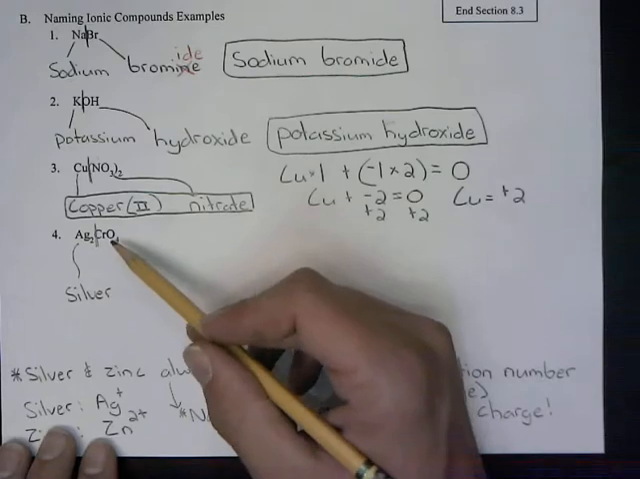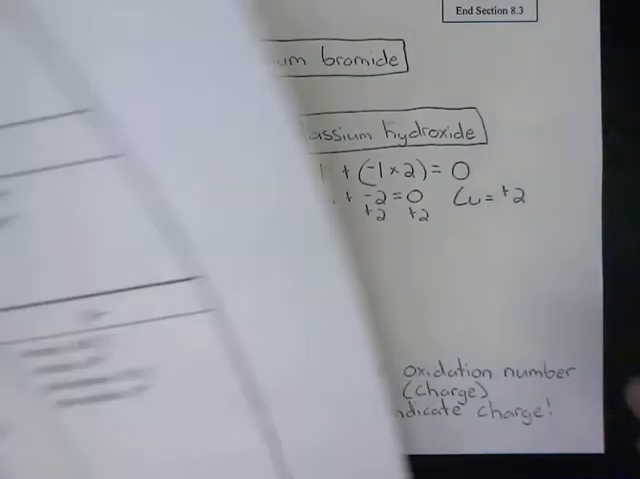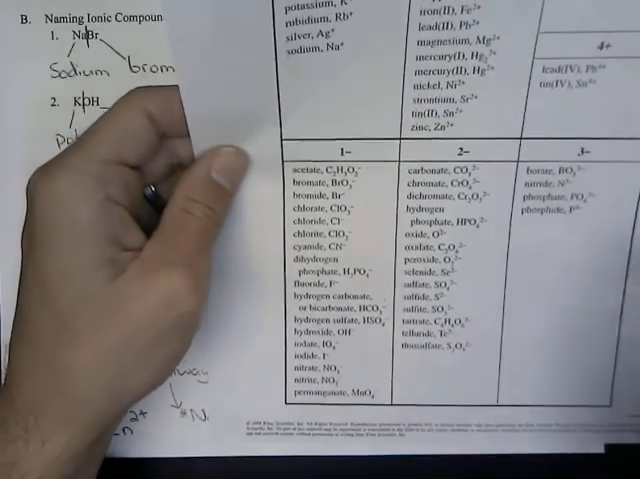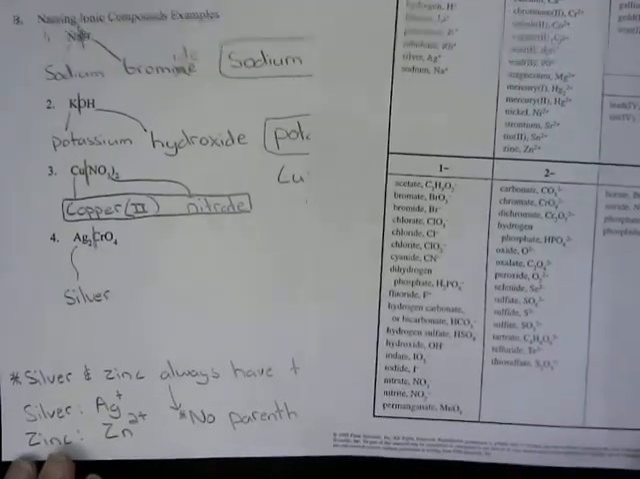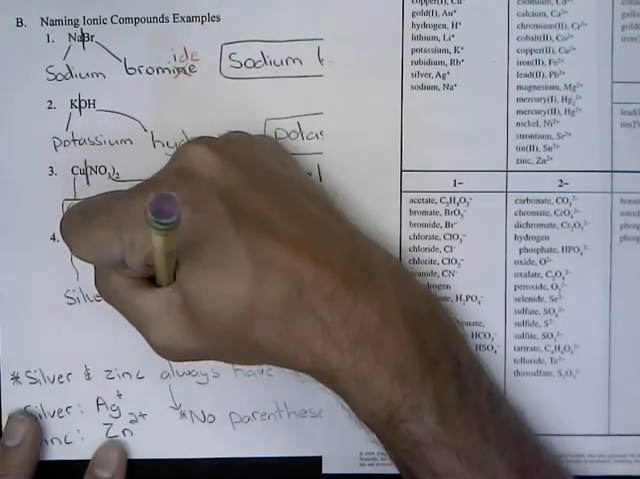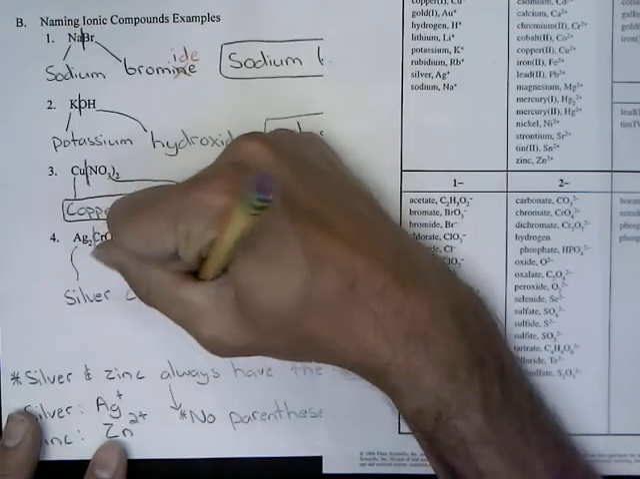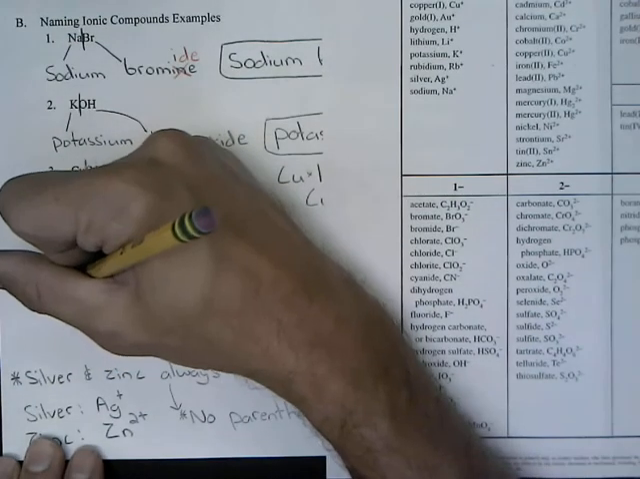All right, so now we get to CrO4. It's polyatomic, which makes it real nice because CrO4 is chromate. So all we have to do is write down what is on that sheet. So we look up here and we have chromate. And so for Ag2CrO4, this becomes silver chromate.